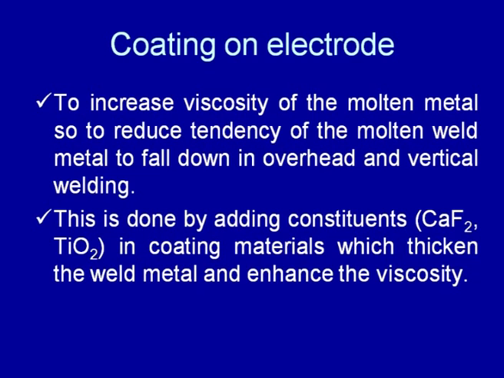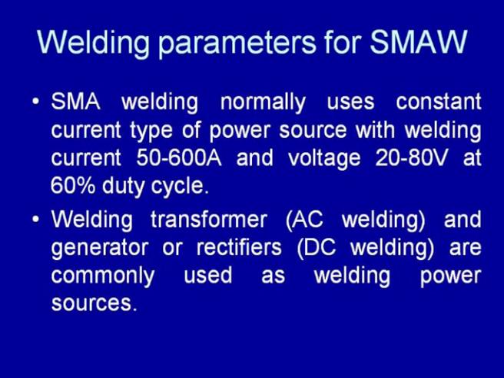Now, we will see how to select the welding conditions and the welding parameters for generating the required arc, so that the desired penetration and deposition rate can be obtained, and the required welding speed can be achieved. For the welding purpose, in the shielded metal arc welding process, we need to select two parameters. These are the welding current and the welding voltage. The welding current is normally set in the range of 50 to 600 ampere, depending upon the electrode diameter being used, and similarly, arc voltage also varies from 20 to 80.